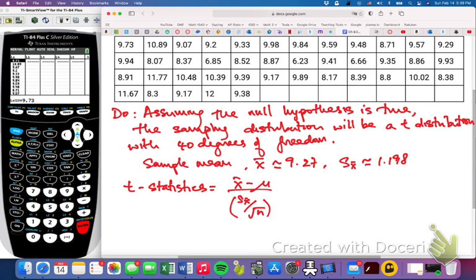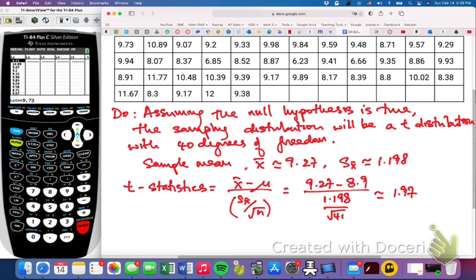Assuming all the data is correct, now you put it together. The X bar is 9.27 and the mean is 8.9, divided by 1.198 divided by the square root of 41. And that comes up to 1.97. So this is the T statistic, 1.97.